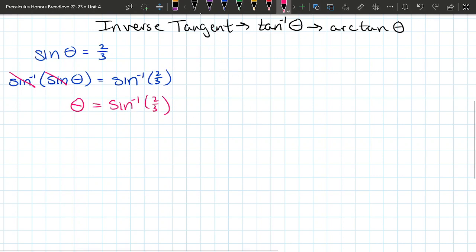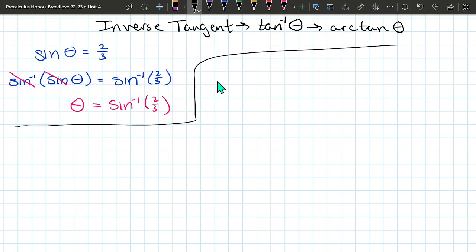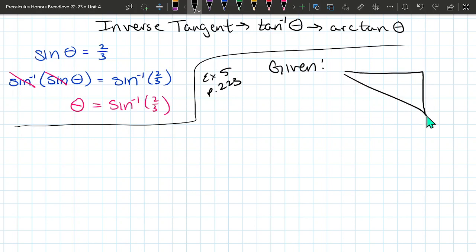Okay, so that was just more of a side note. And then I have an example, which is example 5 in the book. That is on page 223, in case anyone would like to know that. Given this triangle, it shows theta over here, and it has an 11 on the top, and it has a 26 on the right-hand side. And it says to find theta.